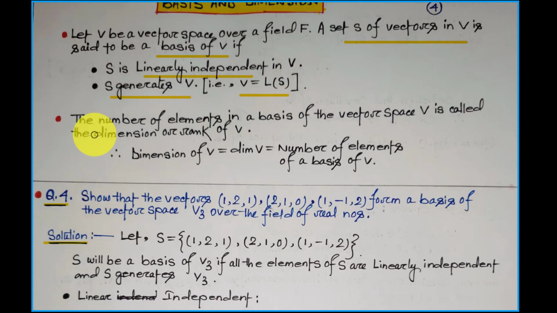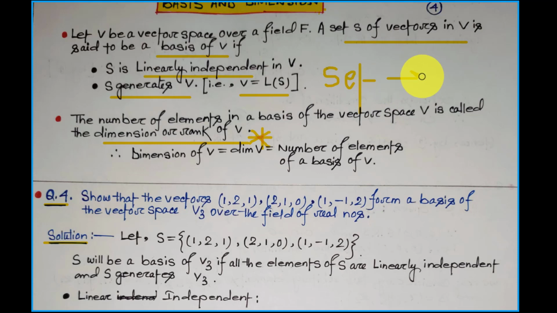Next point, the number of elements in a basis of the vector space V is called the dimension or rank of V. Okay, so come to our main topic, that is dimension. What is dimension? Basis is nothing but a set, and we know this is a non-empty set. This set has certain rules.